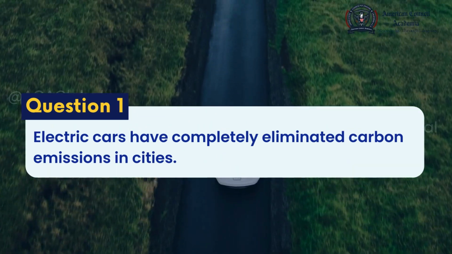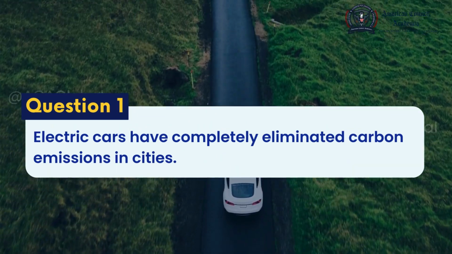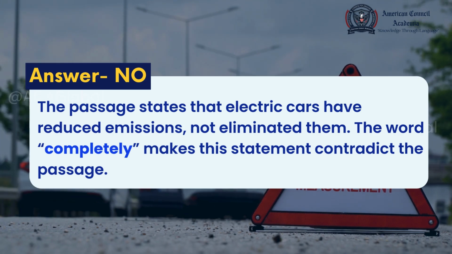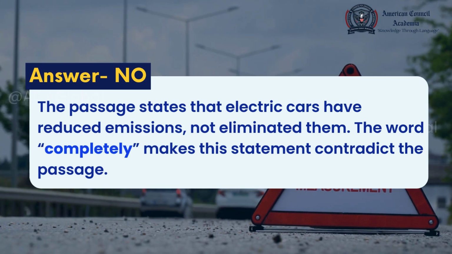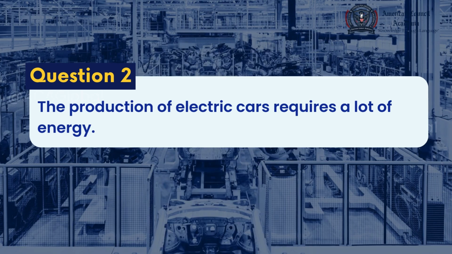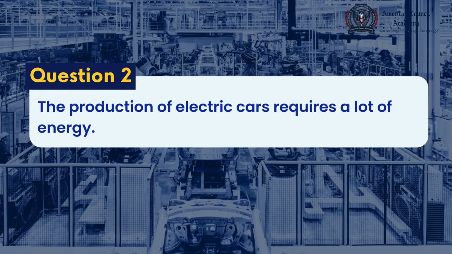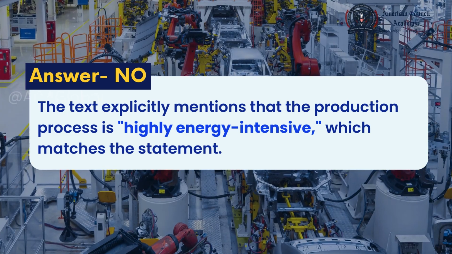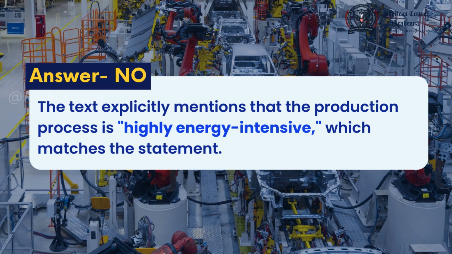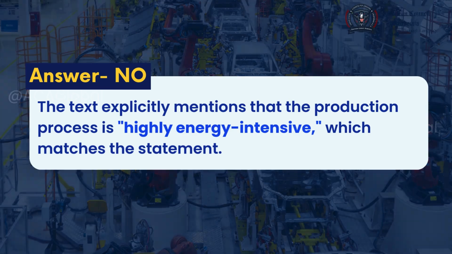Question 1. Electric cars have completely eliminated carbon emissions in cities. Answer. No. The passage states that electric cars have reduced emissions, not eliminated them. The word completely makes this statement contradict the passage. Question 2. The production of electric cars requires a lot of energy. Answer. Yes. The text explicitly mentions that the production process is highly energy intensive, which matches the statement.